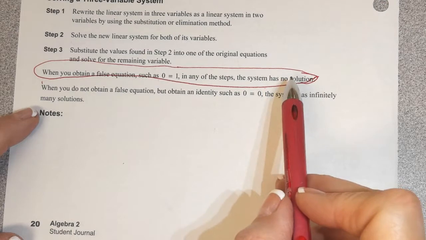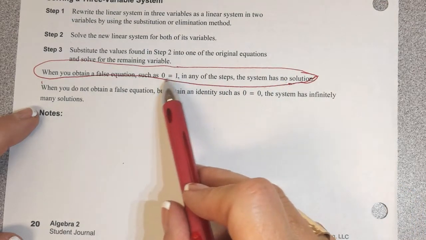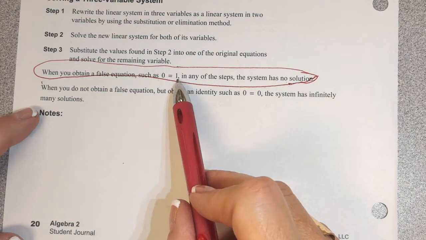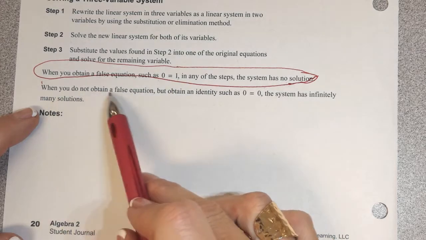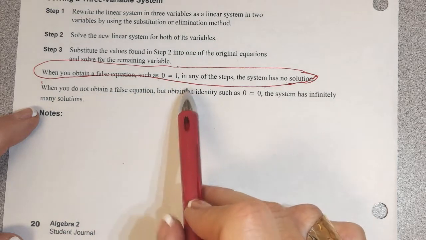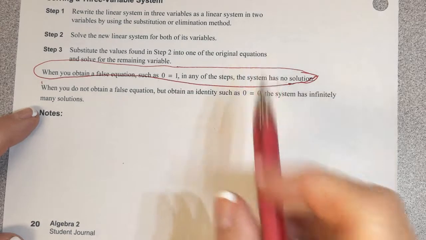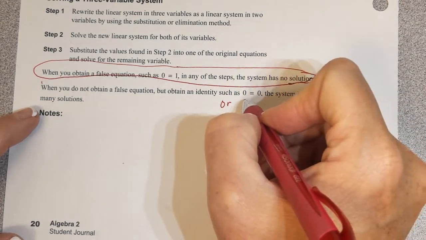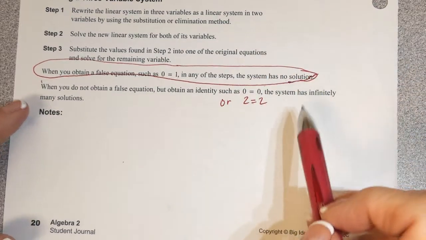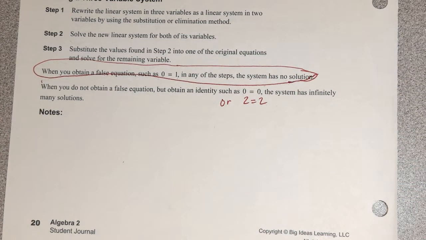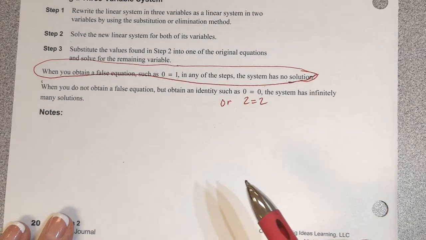So we're going to have no solution if we get something that is not true. When you do not obtain a false solution, but obtain a true statement, such as 0 equals 0, or even something like 2 equals 2, as long as it's a true statement, then the system has infinitely many solutions.